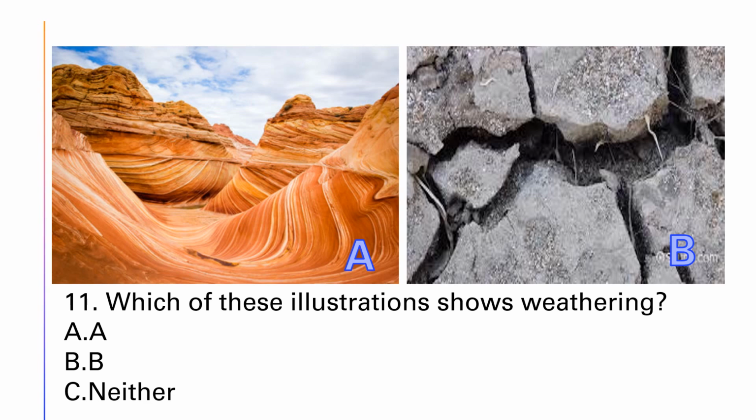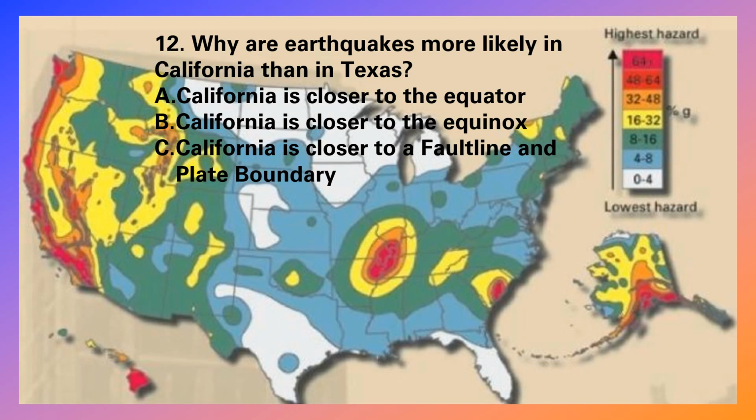Number 12. Why are earthquakes more likely in California than in Texas? A. California is closer to the equator. B. California is closer to the equinox. Or C. California is closer to a fault line and plate boundary.